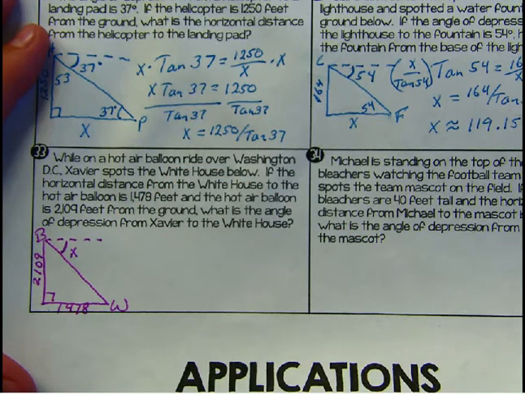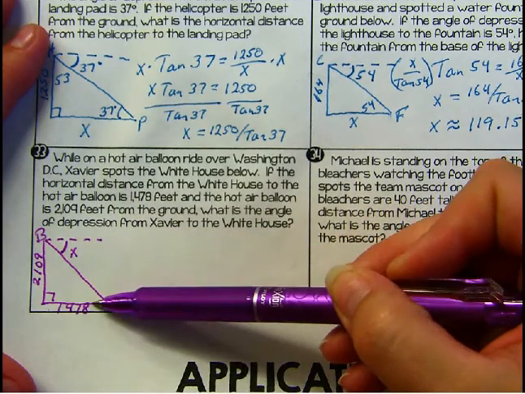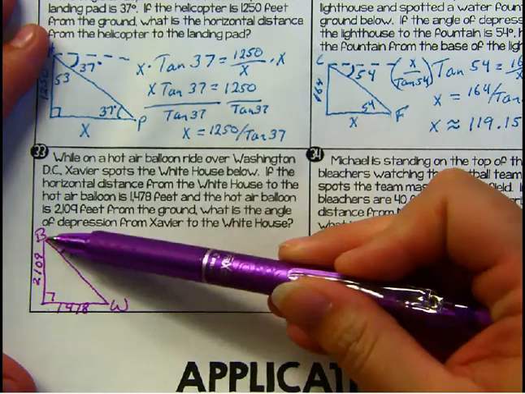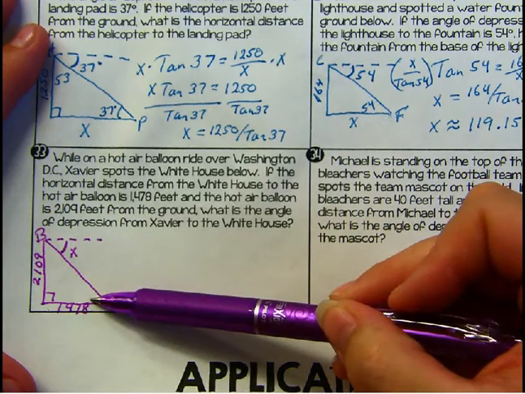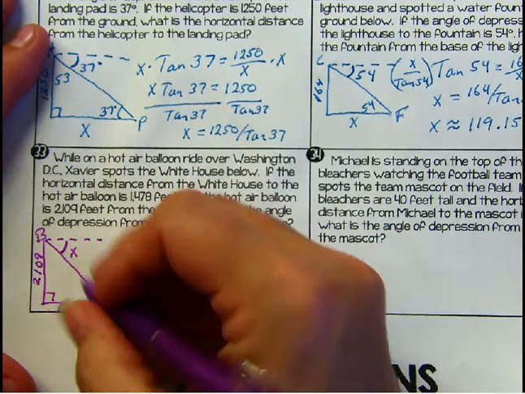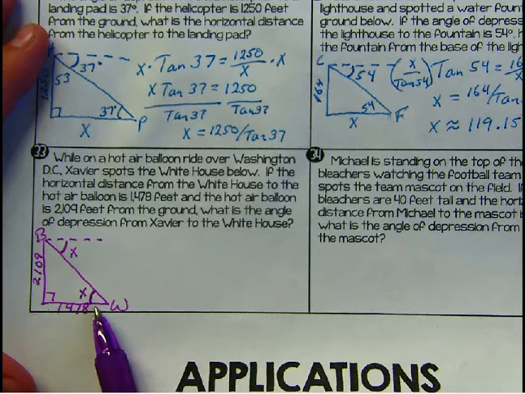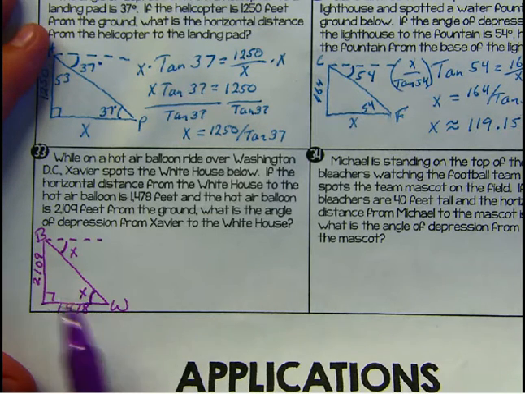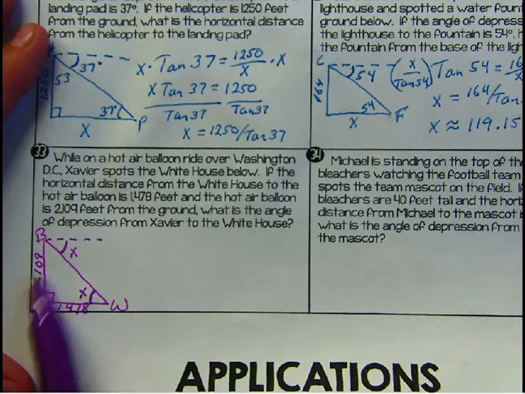Now the other thing that we talked about is if we have two parallel lines, two horizontal lines cut by a transversal, then we know alternate interior angles are congruent. So that angle of depression is the same as our angle of elevation from the White House up to the balloon. So we're actually going to find this one since that's in our triangle that we drew.